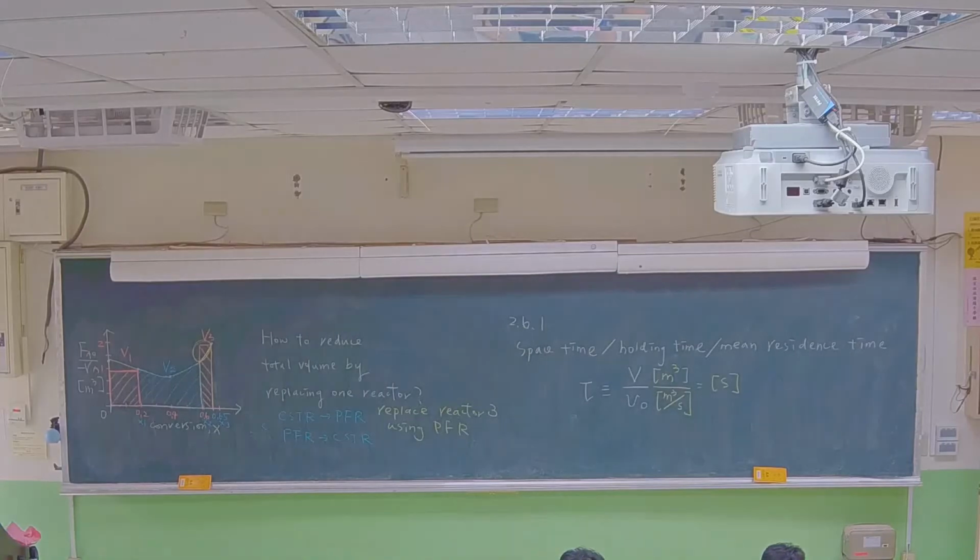So for example, if a reactor has a volume of 0.2 cubic meter, and the volumetric flow rate is 0.01 cubic meter per second, the space-time, it is easy, right? What is the space-time?